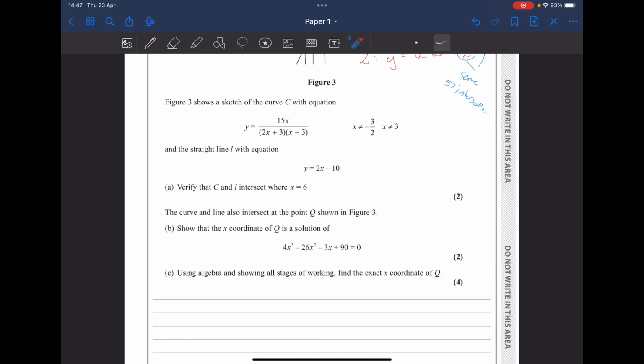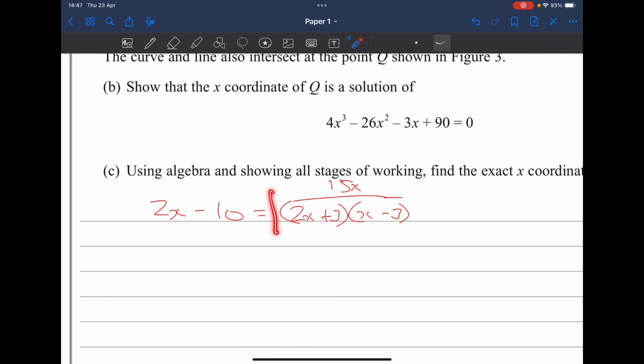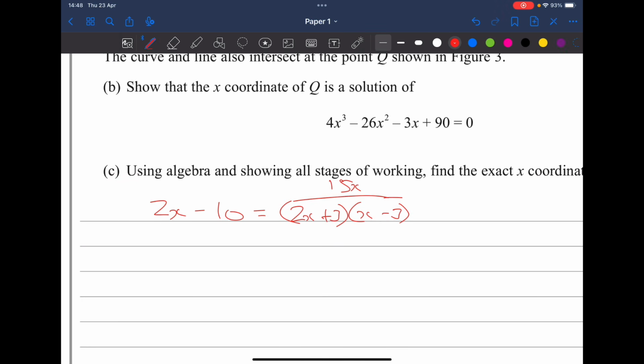Okay. So to find intersection points, we take the 2 curves and equate them. So we're going to have 2x minus 10 equal to that 15x over 2x plus 3, x minus 3. And let's do some rearranging then. These 2 brackets are going to end up next to this one. But I don't want to do that first. I will expand these first and then move it. But I will just write it up here, do you know what I mean?